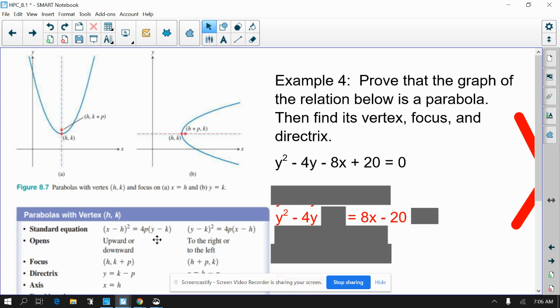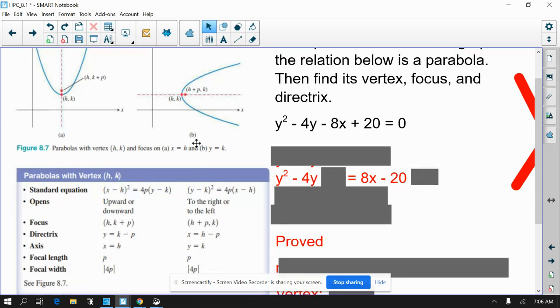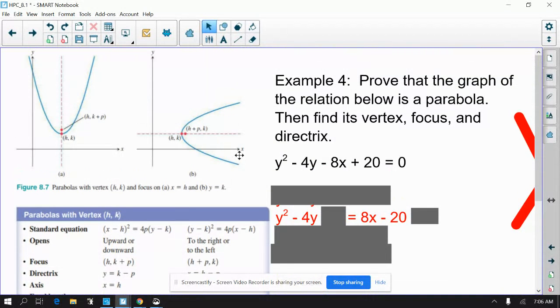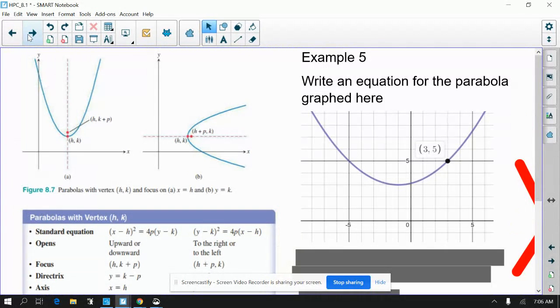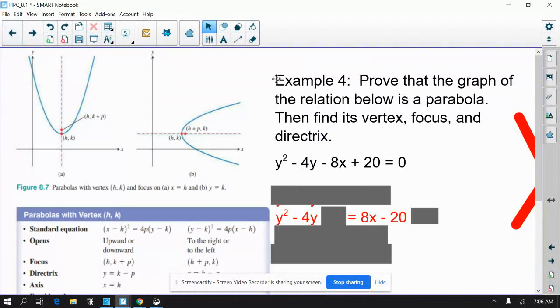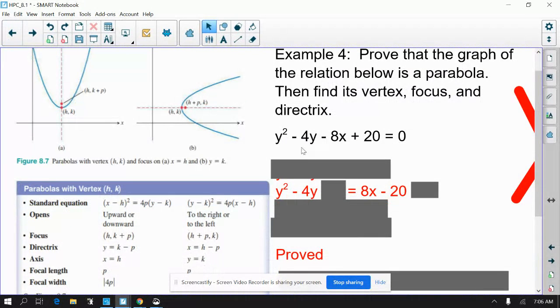So, continuing on with parabolas, we've got two more examples to go. Remember, this will be included on your quiz and test. So you do not have to memorize all this. You just have to be able to use it. Our penultimate example, we're going to prove that this relationship is a parabola, and then find the vertex, the focus, and the directrix. And then the last example, we'll be given a graph of a parabola, and we have to come up with the equation.